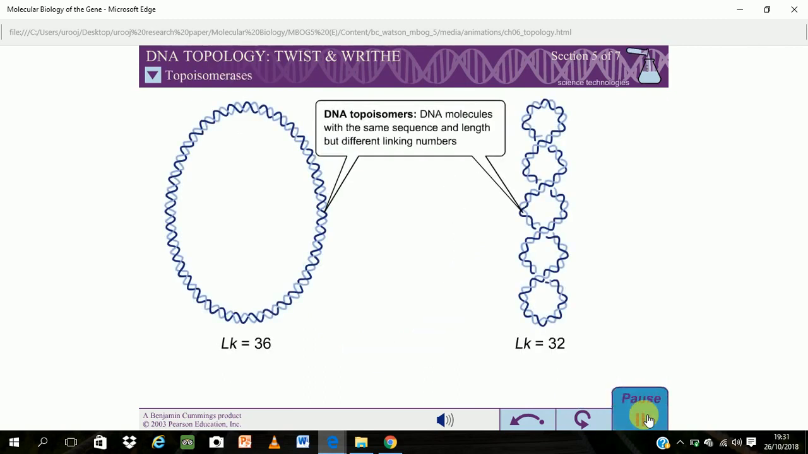DNA molecules with the same sequence and length but different linking numbers are called DNA topoisomers, since they differ only in topology. Topoisomerases are enzymes that change the linking number of a DNA molecule.